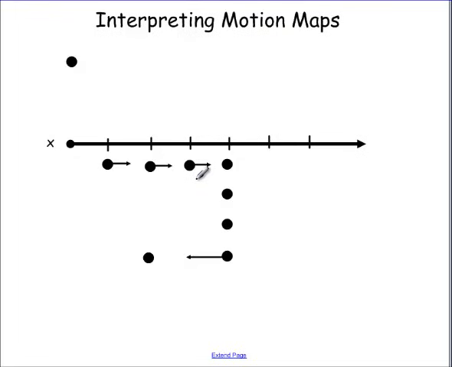Motion maps can even be used to represent when an object changes directions, as you can see in this example. In your notes, why don't you try to draw this motion map and write down what the motion of the object is doing, and we will check this in class next time I see you.